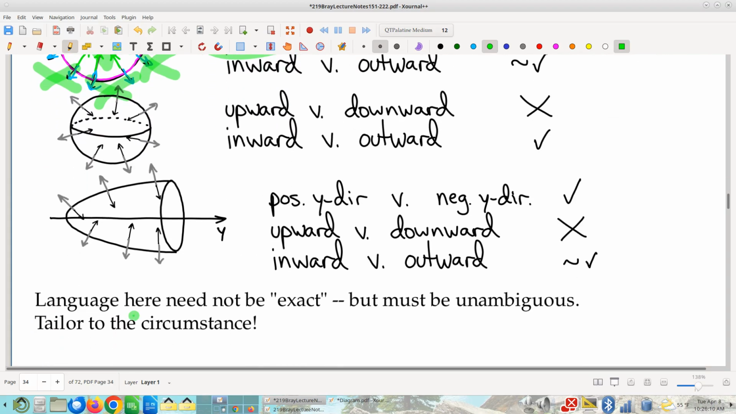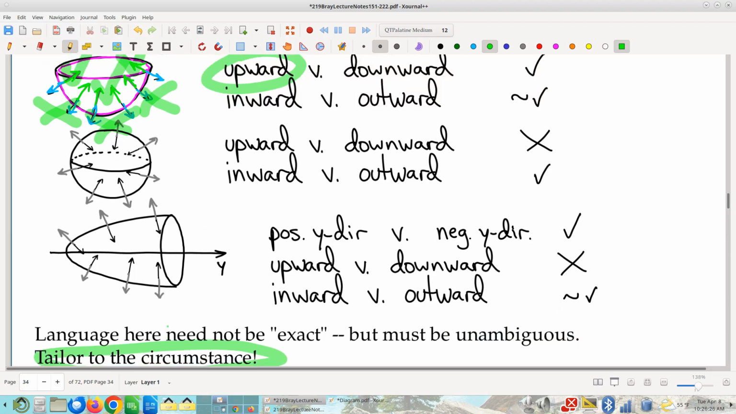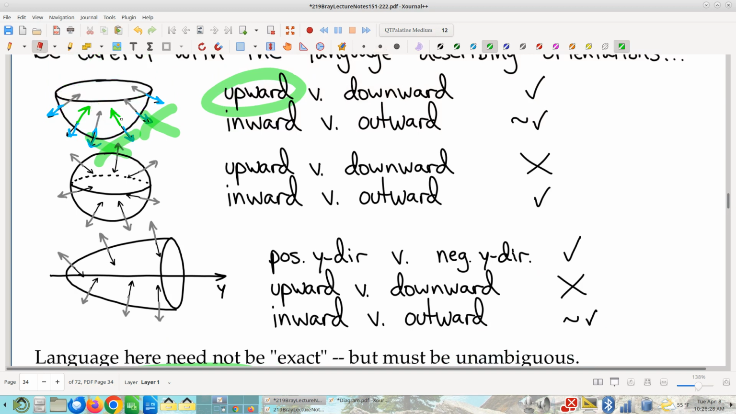It doesn't need to be exact. It must be unambiguous. It must remove doubt as to what you're referring to. And that's kind of all you need to worry about. Now, the bad news is every circumstance is different. You really do have to tailor your language to the circumstance. So, for example, let's look at this surface, this sphere. And again, there's two different possible orientations.